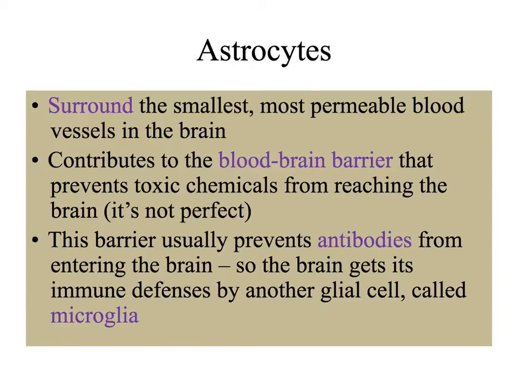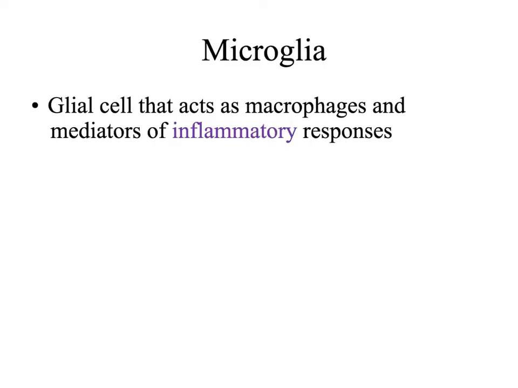This blood-brain barrier usually prevents antibodies from entering the brain as well. So the brain gets its immune defenses by another glial cell, our next one, called microglia. This one is pretty simple. The second type of glial cell is the microglia. It is a glial cell that acts as a macrophage, and it is a mediator of the inflammatory response in the brain.